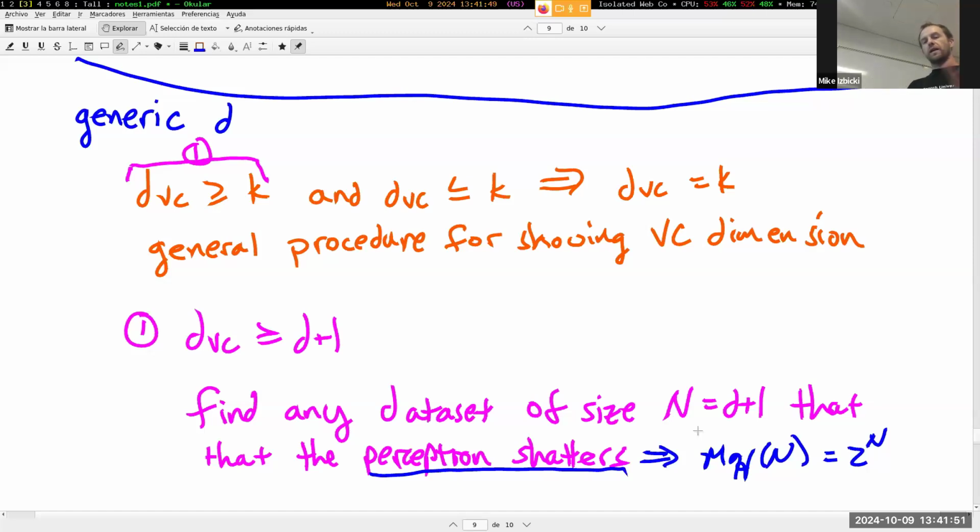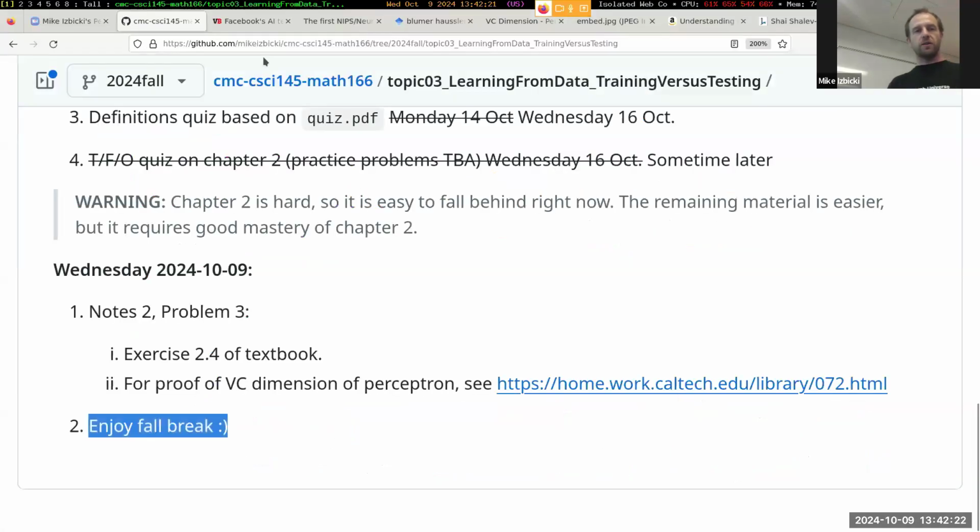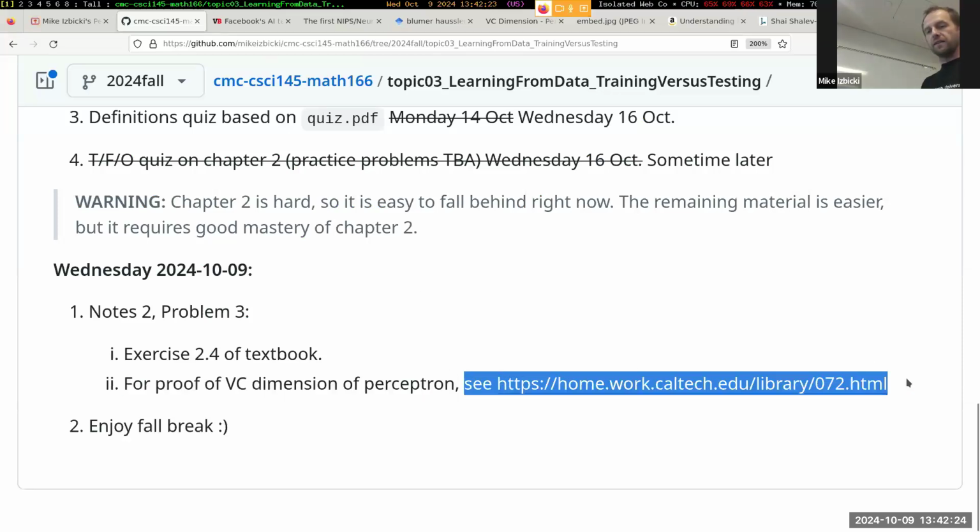The actual technical details of this proof of finding a data set of size n plus 1 that the perceptron shatters is rather technical, and so we're not going to go through the mechanical steps of doing this. It's a bunch of tedious linear algebra, and my sense from doing that in the past with students is that nobody's convinced by going through that tedious linear algebra. If you are interested in going through that linear algebra, it is available at this link right here.